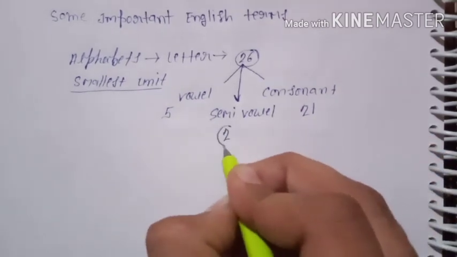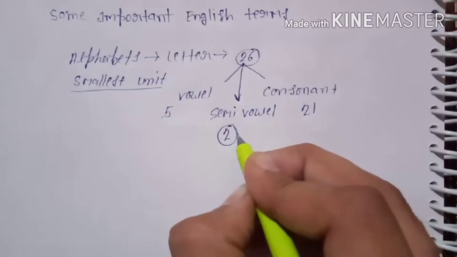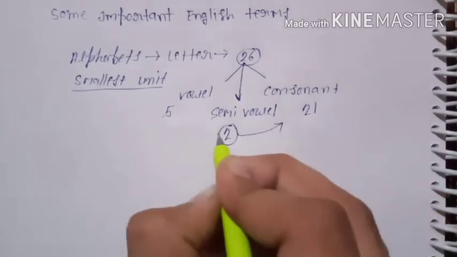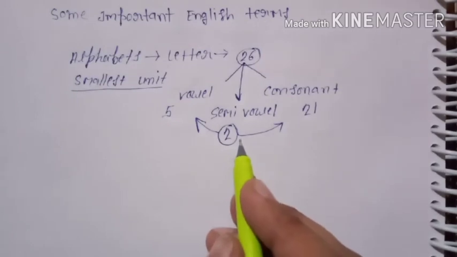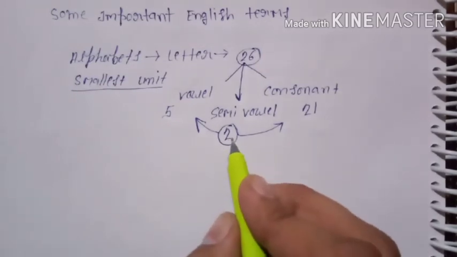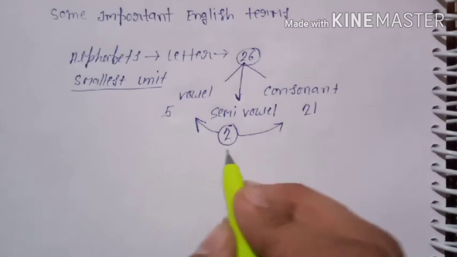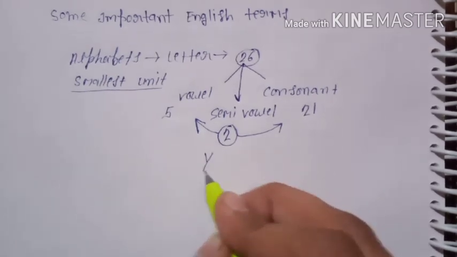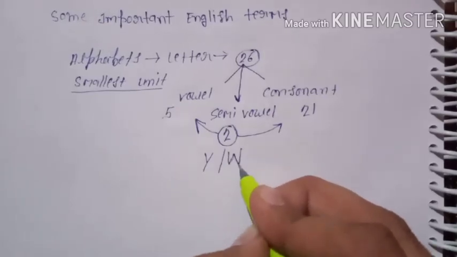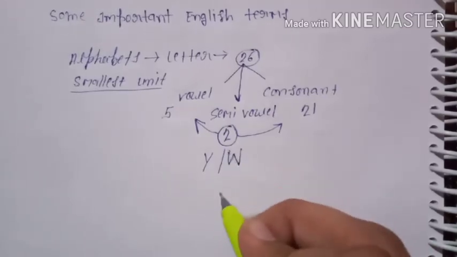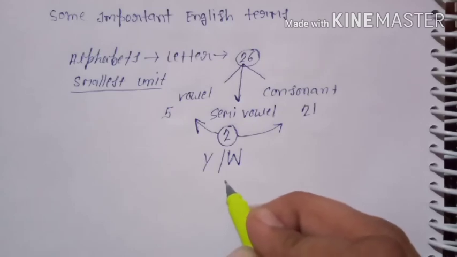It means these two sometimes go here, sometimes go there. They work like an independent letter. These are Y and W. Clear? Y and W.